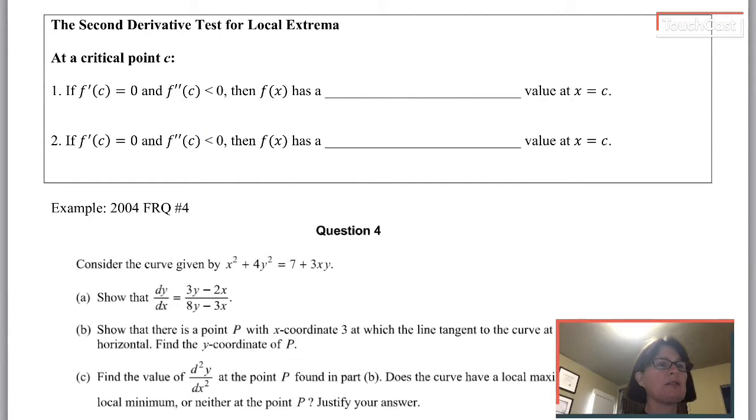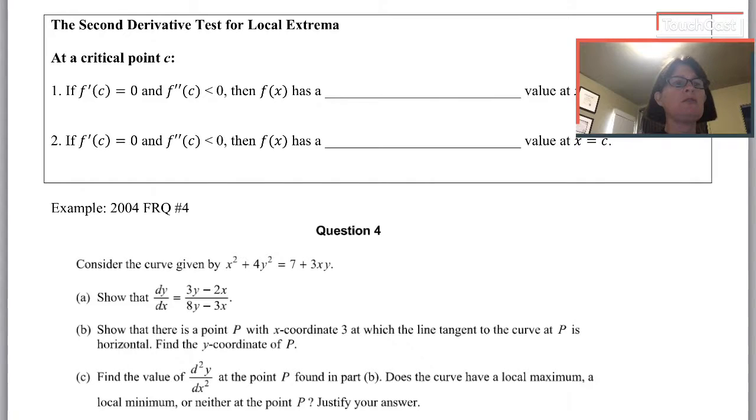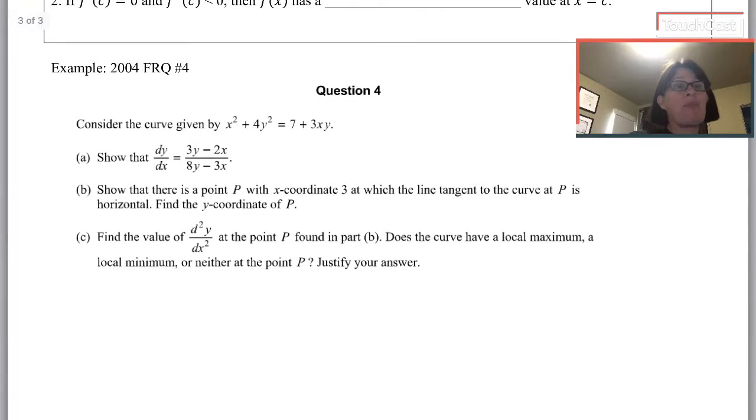I have this curve, which cannot be, I can't isolate the y. So if I want to find dy dx, I'm going to need to use implicit differentiation. So I'm going to leave step A for you. They've actually given you dy dx and asked you to show that that's the right dy dx. So you're going to use implicit differentiation. Don't forget the product rule.